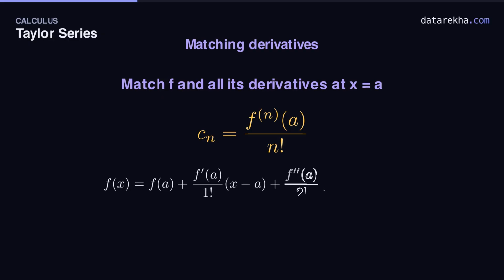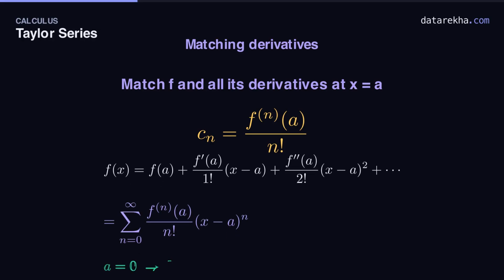Feed those coefficients back in, and there it is. The Taylor series of f about a written compactly. It's the sum over n of the nth derivative at a over n factorial times x minus a to the n. That single line is the whole machine, and one piece of vocabulary you'll meet everywhere. When the point a is simply 0, this same series gets a special name, the Maclaurin series. It's not a new idea, just Taylor centered at the origin.